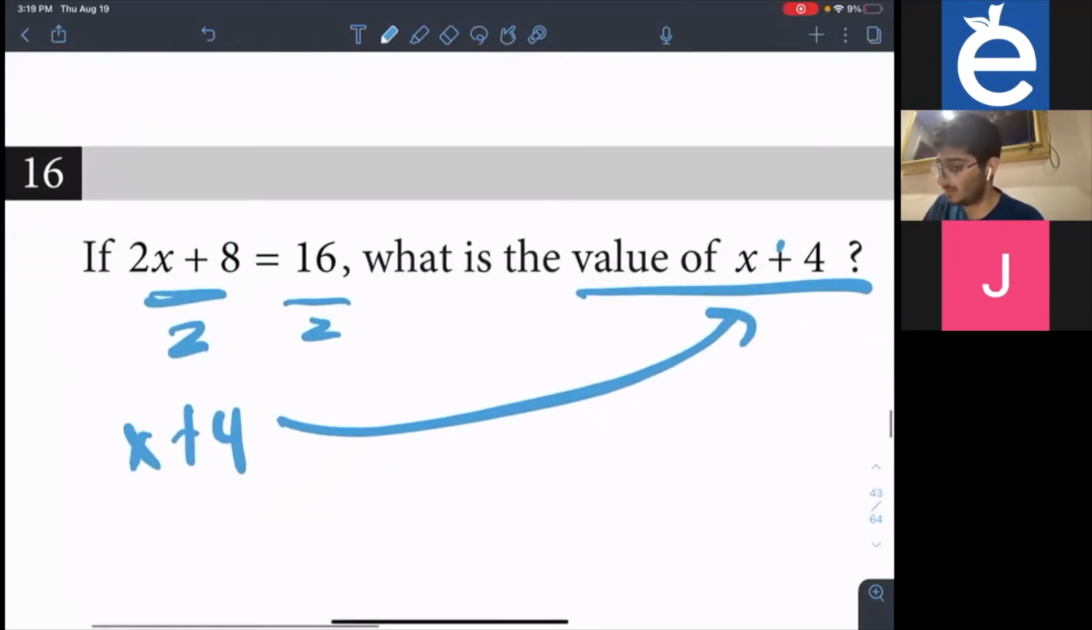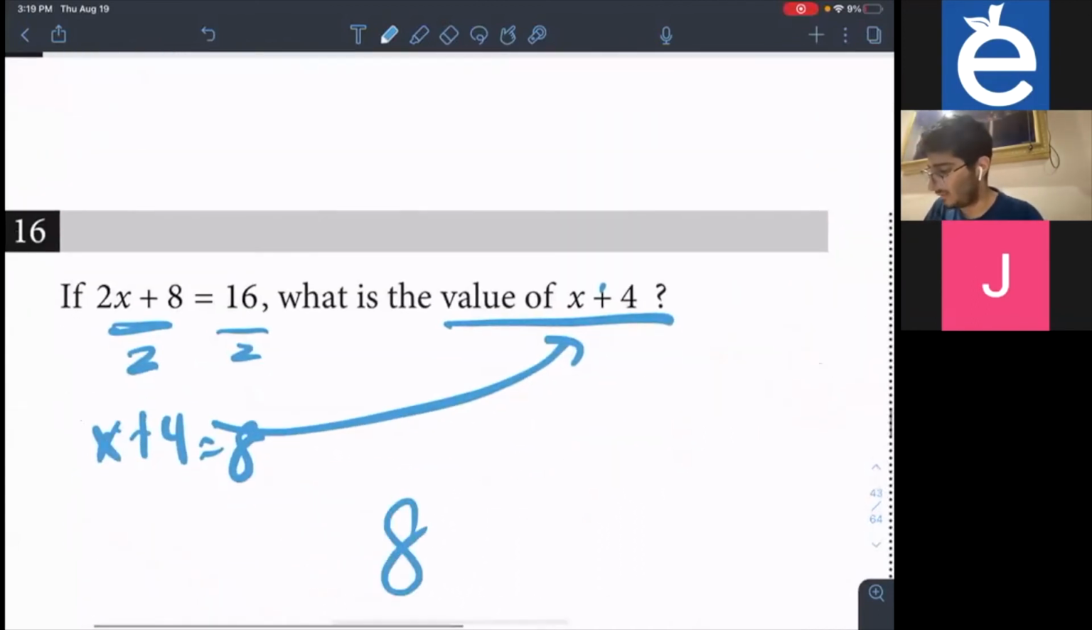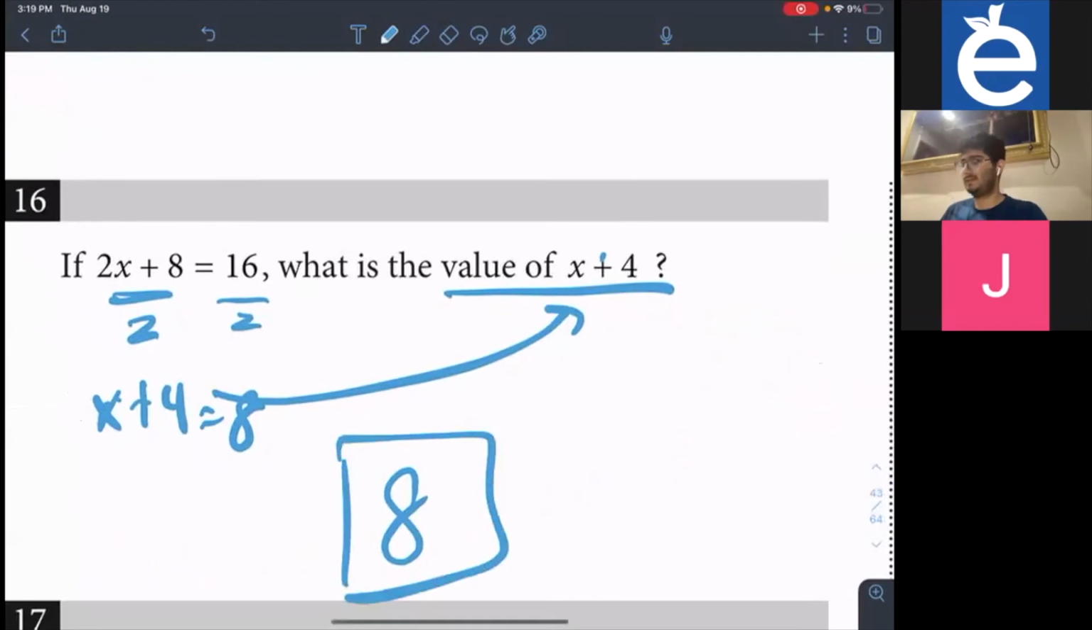So if you divide the left hand side by 2, you have to divide the right hand side by 2. If you divide the left hand side by 2, you get x plus 4, which is the value you're looking for. And now you divide the 16 by 2, and you get x plus 4 is equal to 8. 16 divided by 2 is 8. So our answer, the value of x plus 4, is 8.